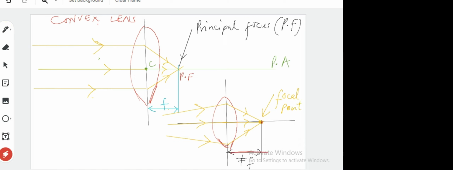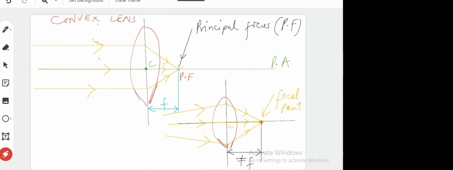And the distance from here to here, you can think of it as a focal length, the distance from the focal point to the geometrical center of the lens. But this distance is not the focal length of the ray. So focal length is only when they're parallel. Yes, the focal length, or small letter f, is the distance from the principal focus to the geometrical center. And you know principal focus is only formed by parallel rays.